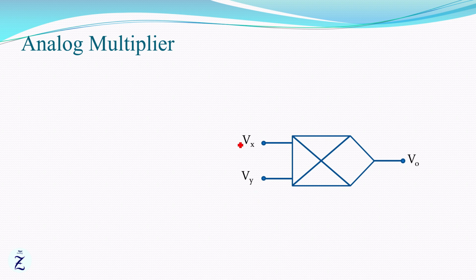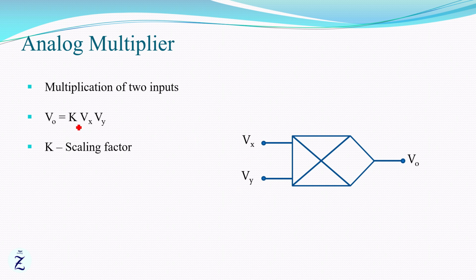This is the typical representation of an analog multiplier. As I said earlier, an analog multiplier is a circuit which produces an output proportional to, or equal to, the product of two analog input signals. So we can write the output of the analog multiplier, V0, is equal to K into Vx into Vy, where K is the scaling factor or proportionality factor which depends on the system.